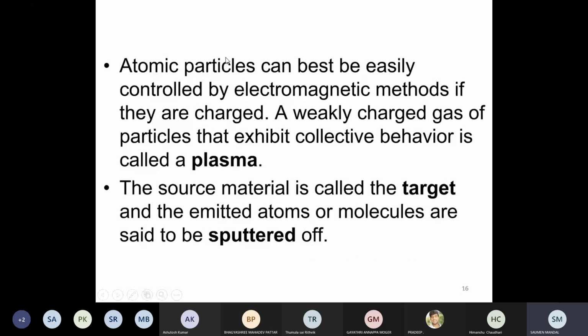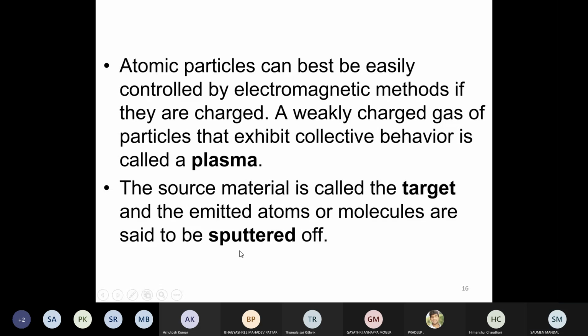Atomic particles can best be easily controlled by electromagnetic methods if they are charged. A weakly charged gas or particles that exhibit collective behavior is called plasma. So in this particular sputtering, when you apply that bias, first the plasma will be generated, and argon needs to convert to argon plus. Then the source material is called the target, and the emitted atoms or molecules are said to be sputtered off.